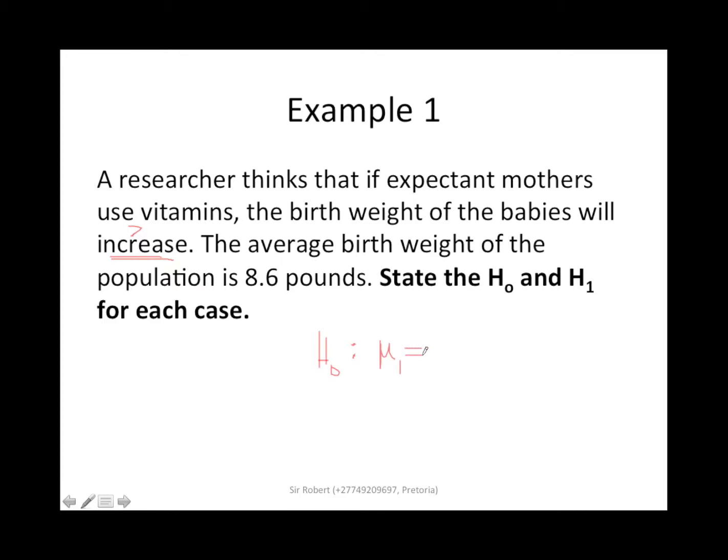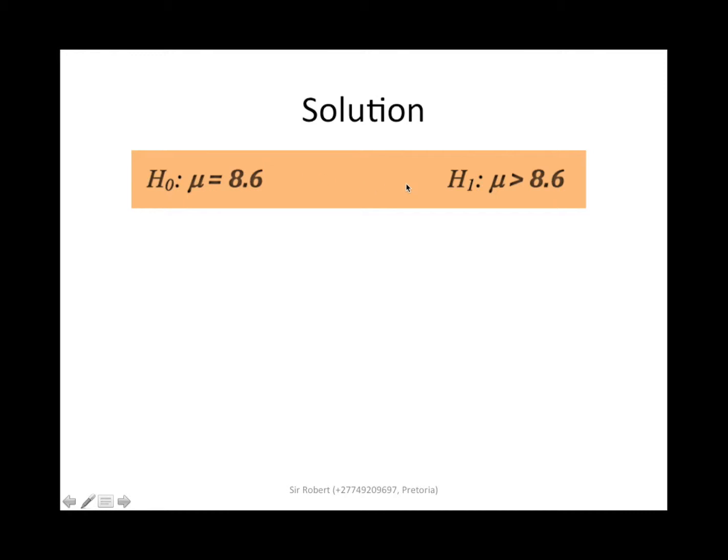Mean 1 is equal to 8.6, no difference. So for the alternative H1, you're expecting your mean to be greater than 8.6. So this is your H1 because the keyword is increase. So this is how you do it.